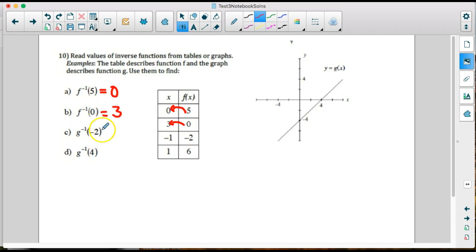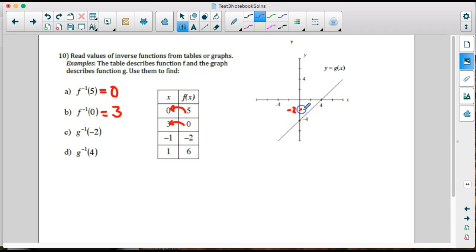Now the last two here on this problem deal with the graph, because this is g of x. So we're going to look for the y value, or the f of x value, to be -2. So here are our y values. Here's 4, 2, 0. So -2 is right here, -2.